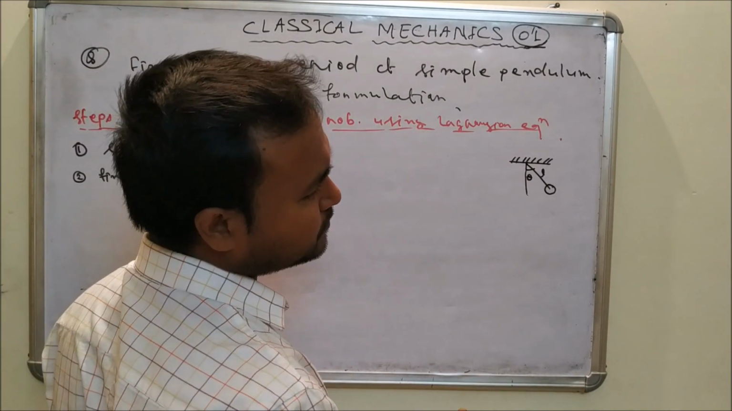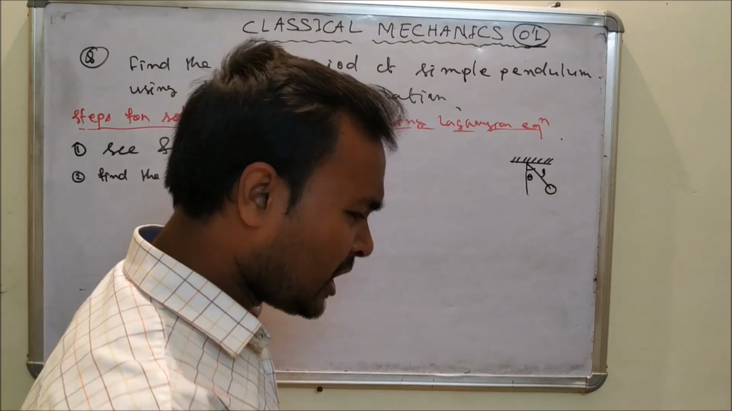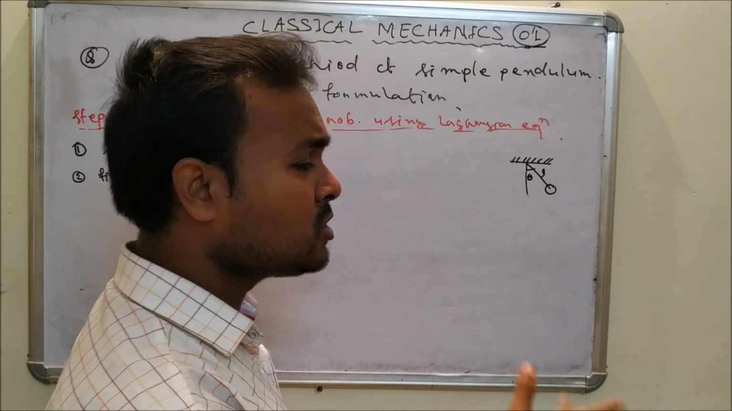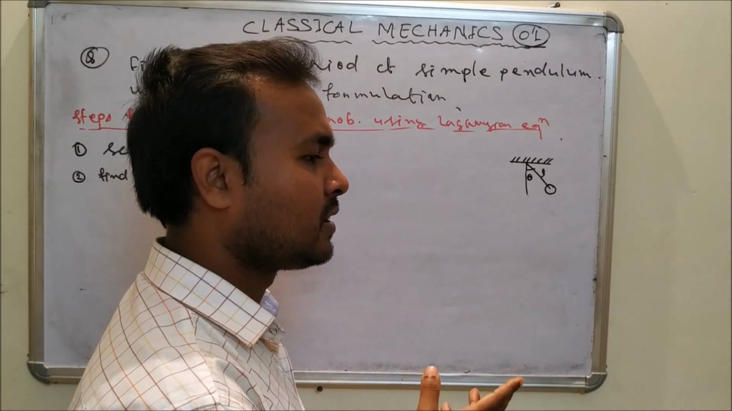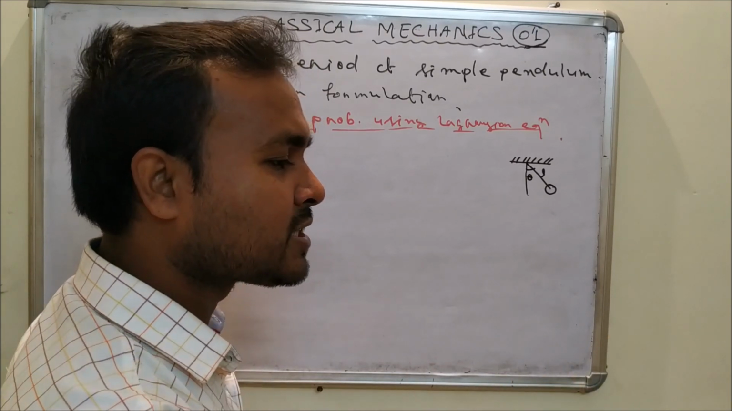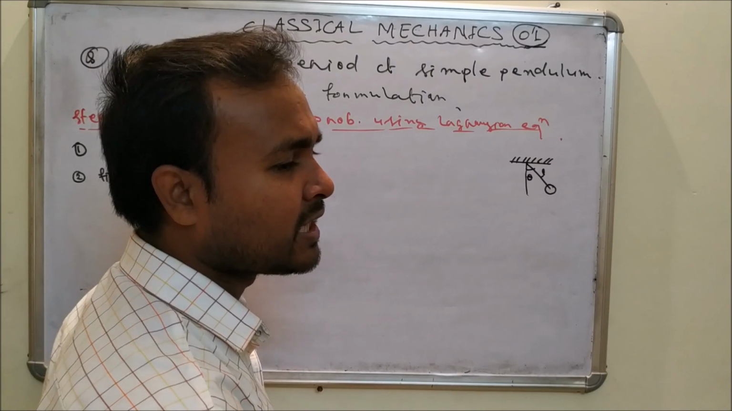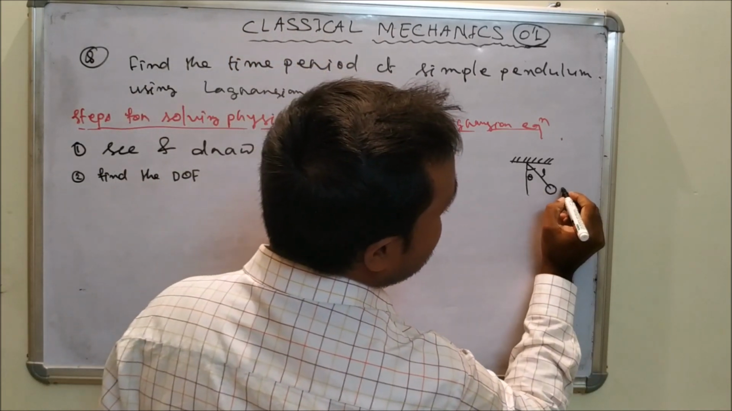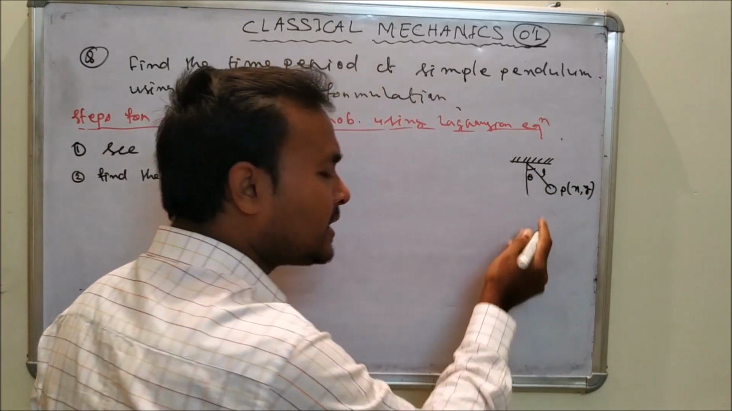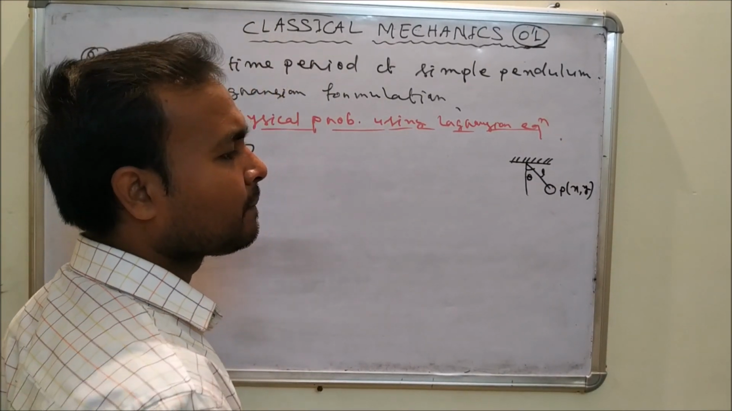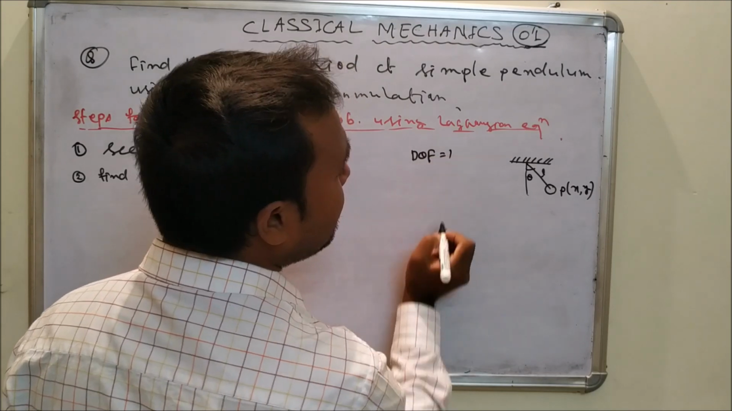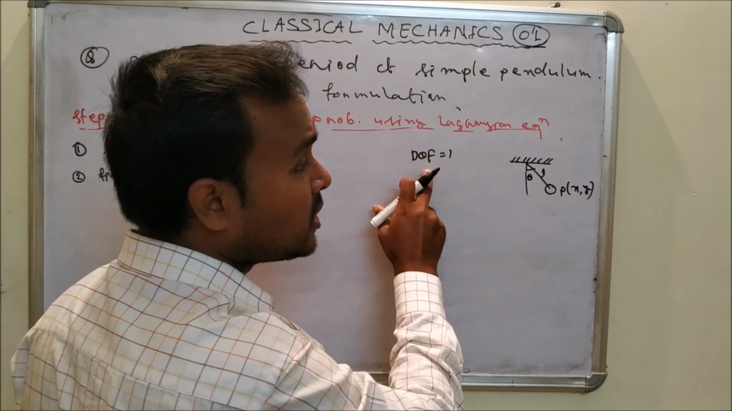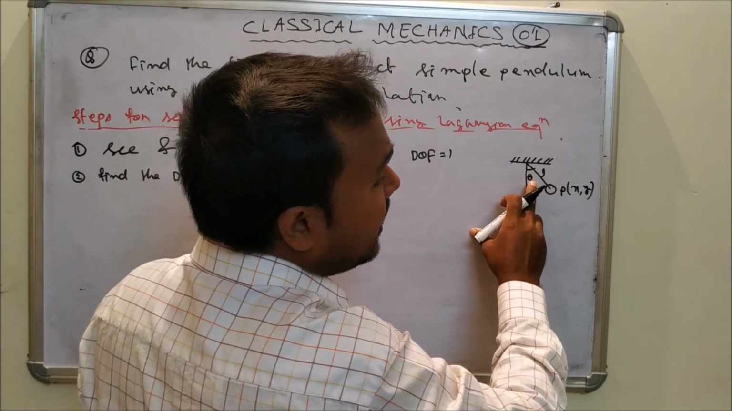For a simple pendulum, always remember that the degree of freedom for a particular system is fixed for everyone. But our choice of generalized coordinate may differ. You can choose any coordinates as a generalized coordinate for a particular problem. If this point is P, with x and y, what will be the degree of freedom for a simple pendulum? It is 1. Now if it is 1, how many generalized coordinates will there be?